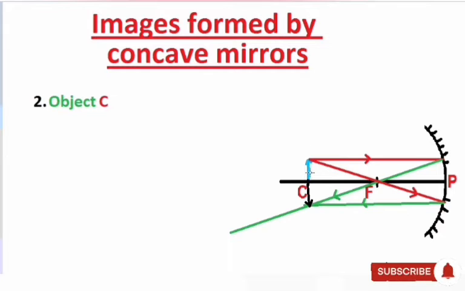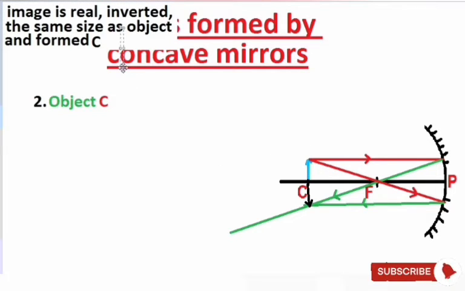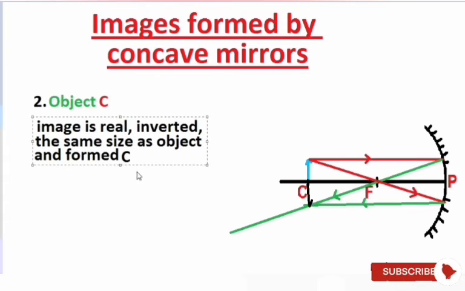So the image is of the same size as the object. The object and the image are of the same size, and it is real, inverted, and formed at C. So you can see the nature of the image here. The image is real, inverted, the same size as the object, and formed at C. So this is the nature of the image that is formed by an object that is placed at C.